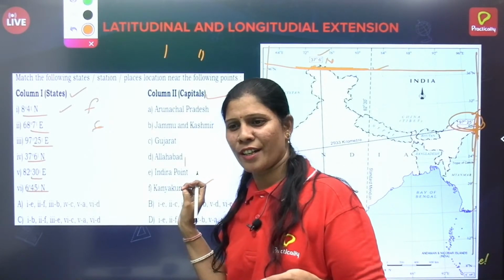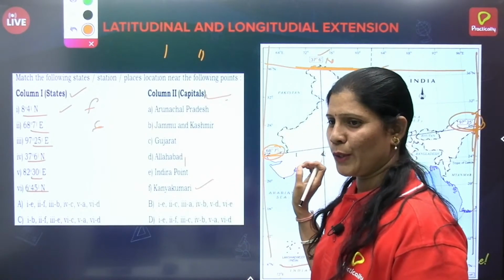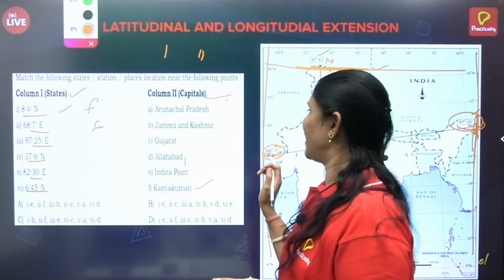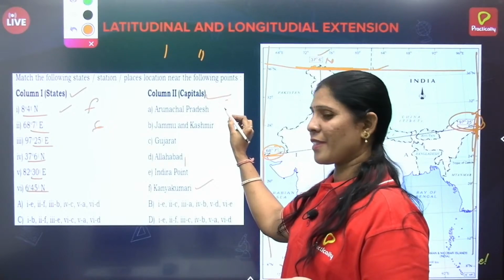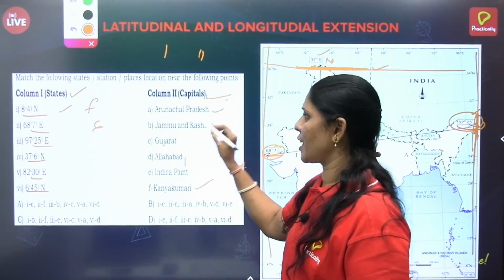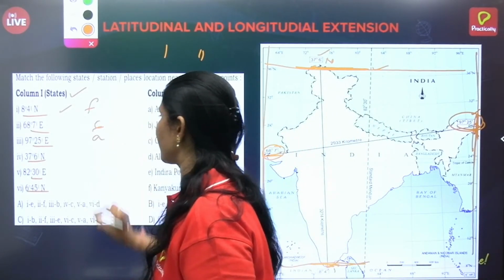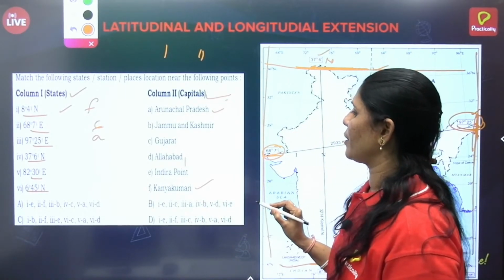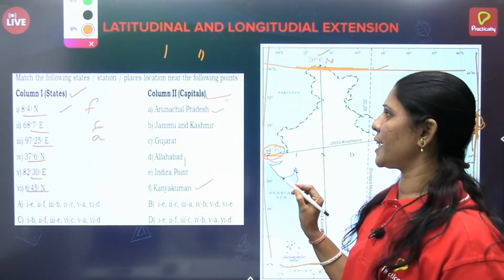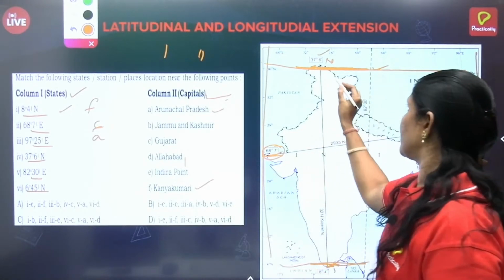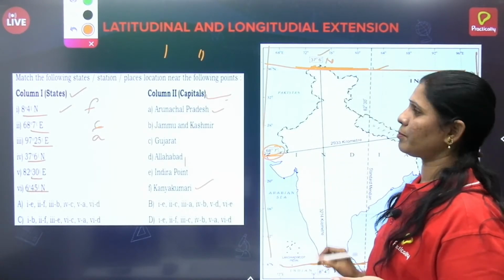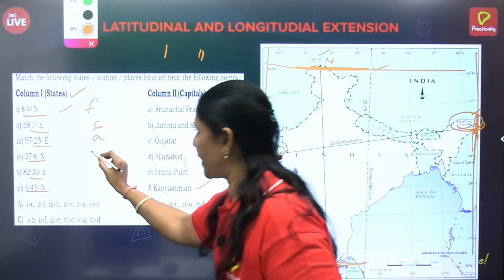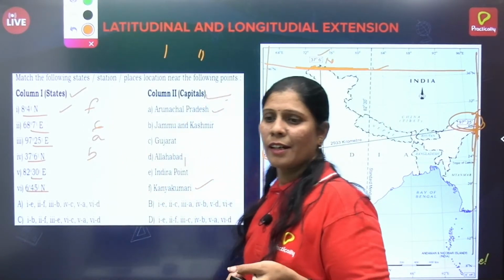Madhya Pradesh? No. It's Arunachal Pradesh. Okay. Next, 37 degrees 6 minutes north latitude. 37 degrees 6 minutes north latitude. This place. Jammu and Kashmir. Yes, right answer.